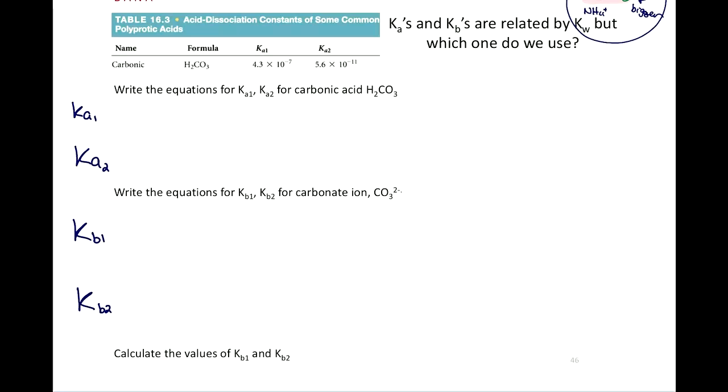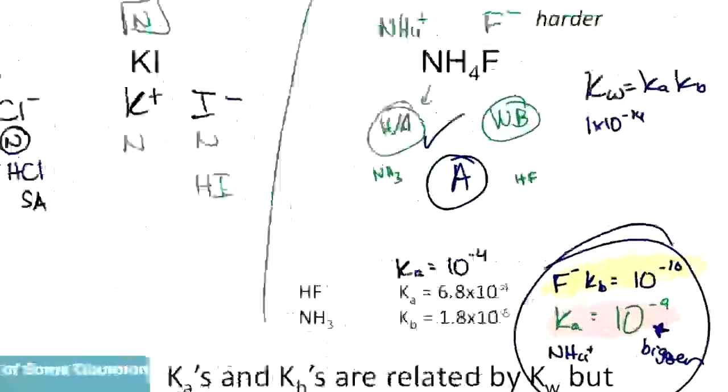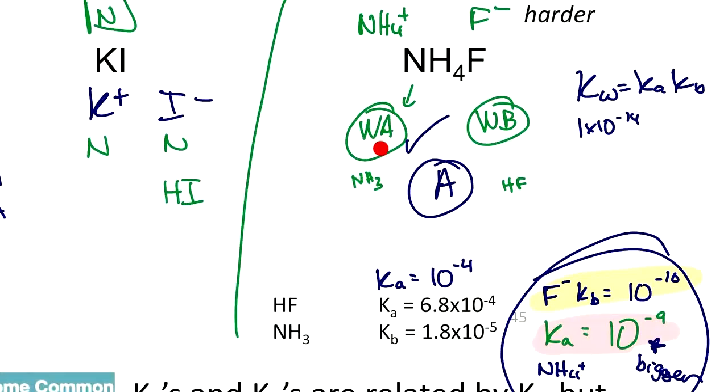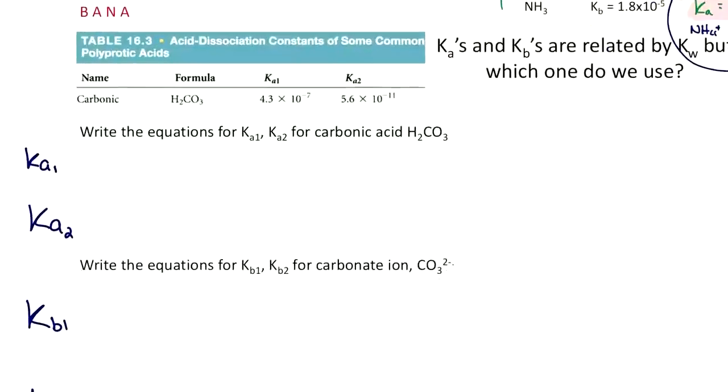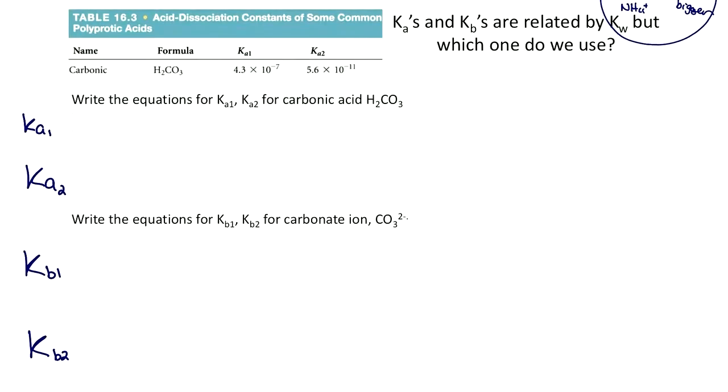Okay, so let's keep thinking about salts and how Kas and Kbs are related. In this last question where I had an example where both a weak acid and a weak base were present, we had to compare the Ka values and Kb values, but we needed to make sure that we were comparing the right ones. So let's look at carbonic acid. Carbonic acid is a diprotic acid, H2CO3. Each proton comes off one at a time, so each proton has a different Ka value. So let's write the equation for Ka1 and Ka2.